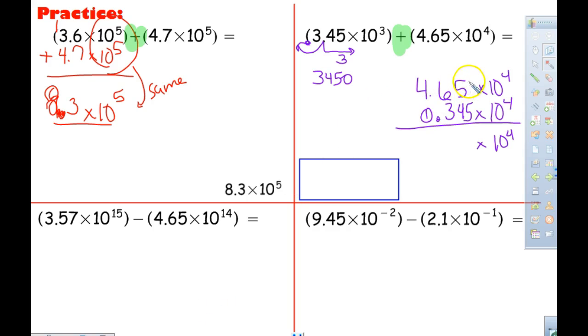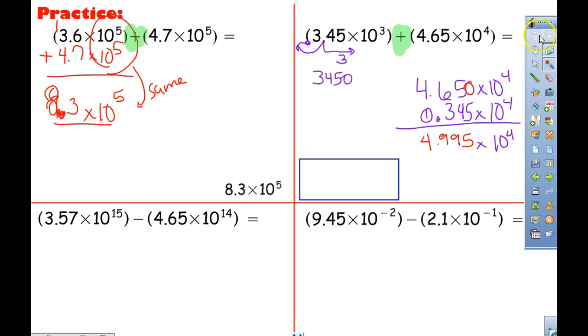So if we are looking, this is really going to be a 0 here. So 0 plus 5 gives us 5. 4 plus 5 gives us 9. 6 plus 3 gives us 9. 4.995 times 10 to the 4th.